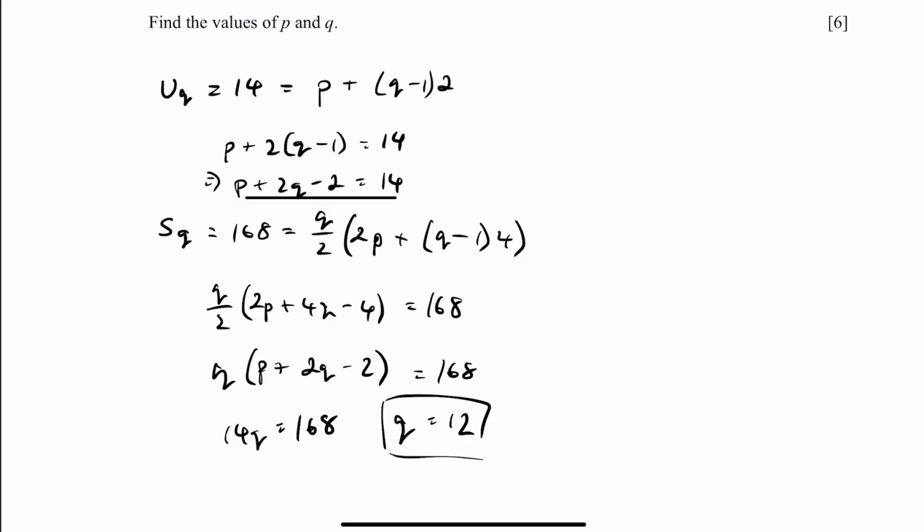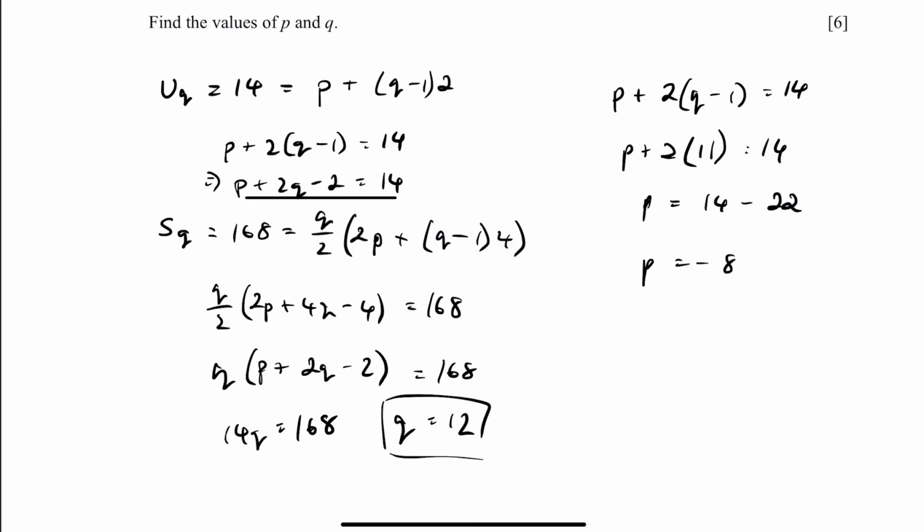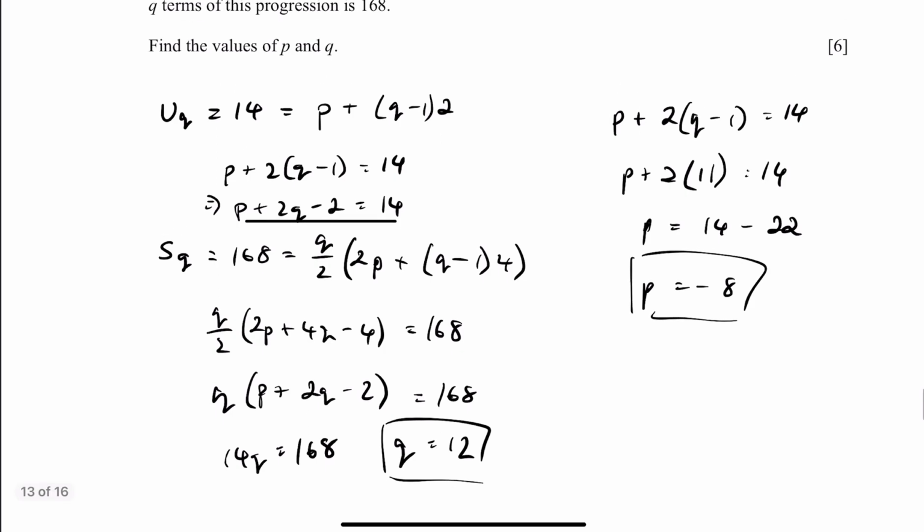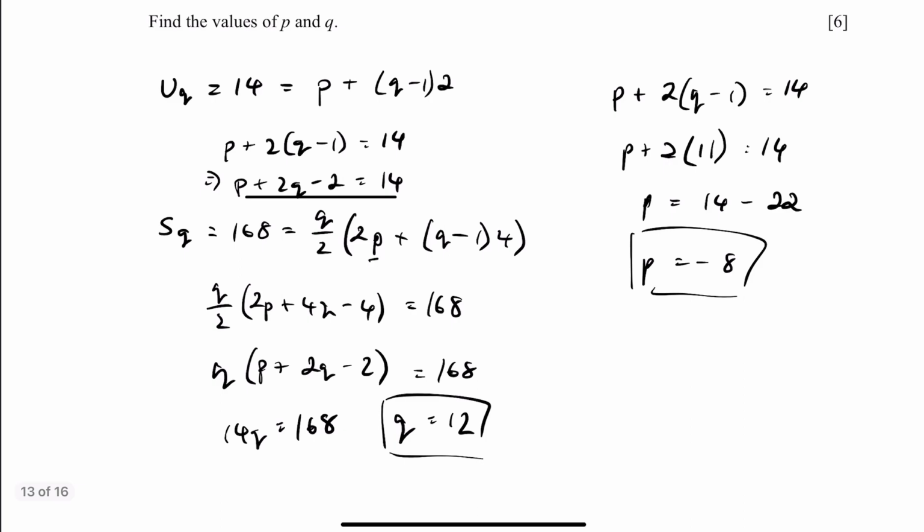So we know that p plus 2q minus 1 is equal to 14. If we substitute q in there, we get p plus 2 times 12 minus 1, which is 11, is equal to 14. So p is equal to 14 minus 2 times 11, which is 22. So p is equal to -8. So those are our answers for p and q. Just identifying that there's a relationship between these two and not making life so hard for yourself.